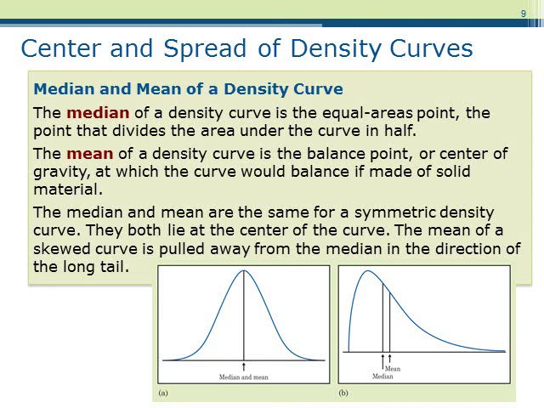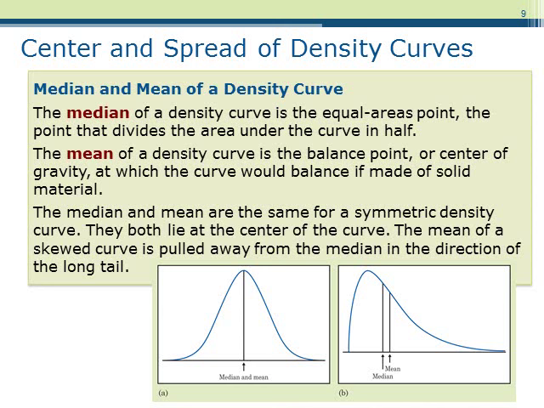So let's summarize some of the items from the last 2 slides. The median of a density curve is the equal areas point, the point that divides the area under the curve in half. The mean of a density curve is the balance point, or center of gravity, the point at which the curve would balance if made of a solid material.